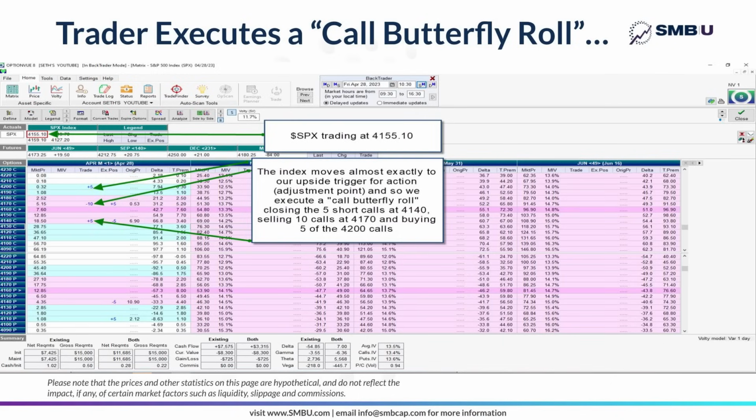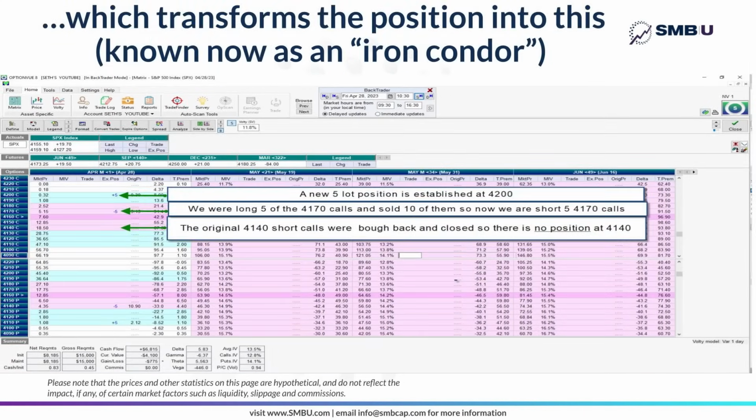And the specific action we would take in this case is to execute what's called a call butterfly roll, which in this case involves buying back all of the 4140 calls, selling 10 of the 4170 calls, turning a 5-lot long position into a 5-lot short call position, and then buying 5 long call options further up at 4,200. And so by the end of the roll, the position looks like this, where there is no position at 4140 that got bought back, but there's a new 5-lot short call position at 4170, because we sold 5 more of those than we had long originally. So the position actually becomes a short call position. And then, of course, we have the new long position up at 4,200.